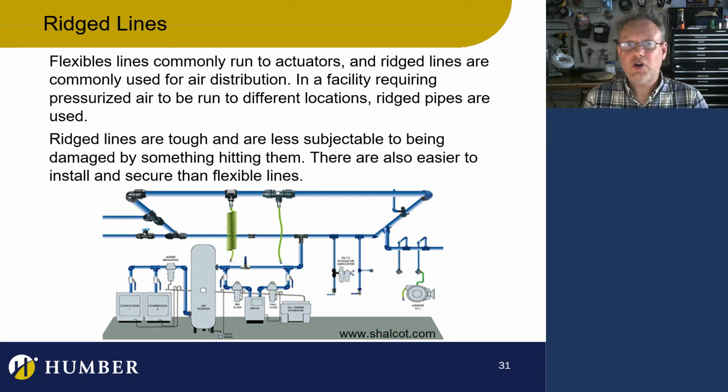Or you could be in an application like what's going on here. This looks like some kind of factory, and you have all of these rigid lines, and then there are these drops that go down to each machine. You could actually have a hard drop going down with a regulator on it, and then off the hard drop, you could have a flexible line. Often we do use flexible lines to connect one machine to a rigid line.